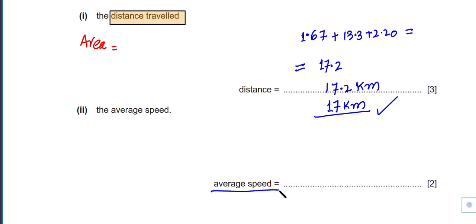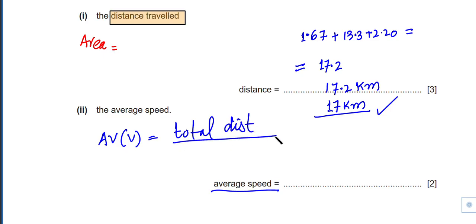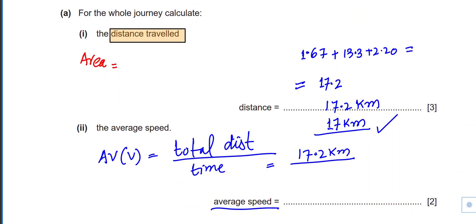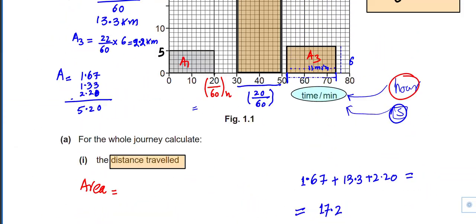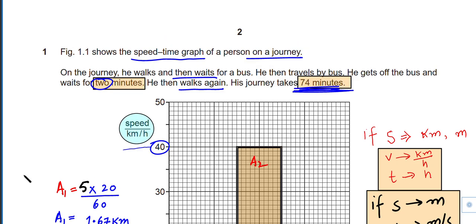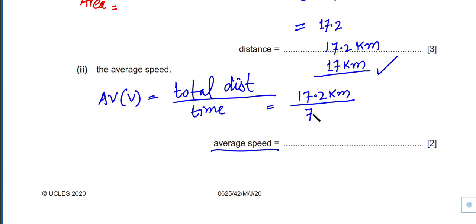Now it is said that average speed. So beta, what is average speed? The average speed is equal to total distance divided by total time taken. Always write the formula. So what is total distance? Total distance is 17.2 kilometers. And how much time did we take? The journey was 74 minutes, it is mentioned here. So 74 minutes means 74 divided by 60. Now it is in hours.